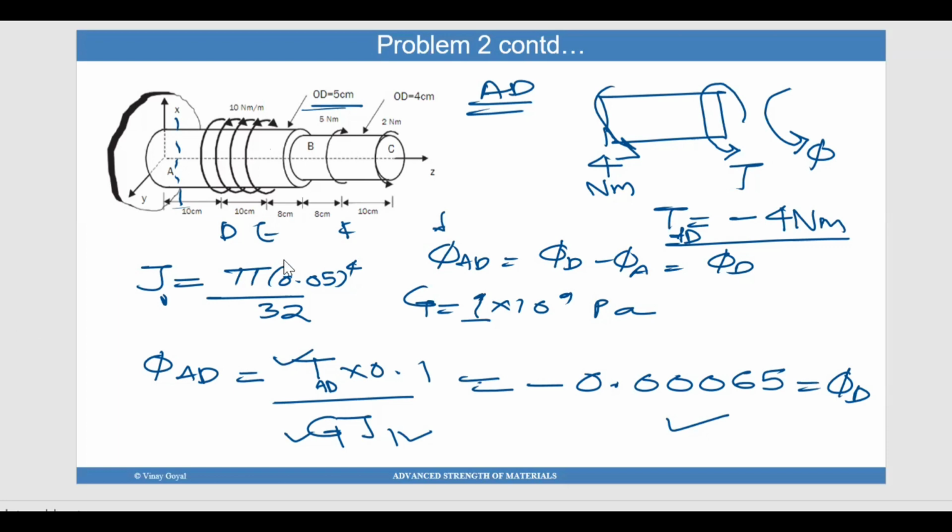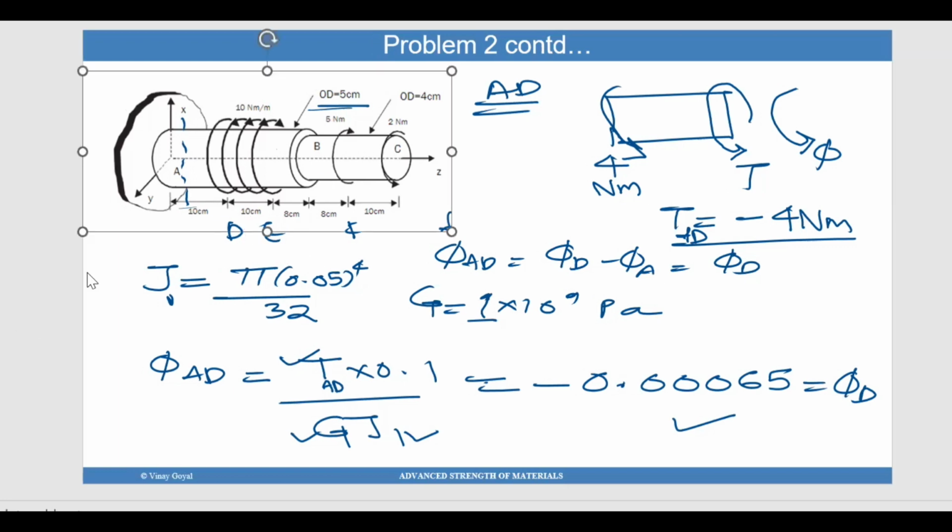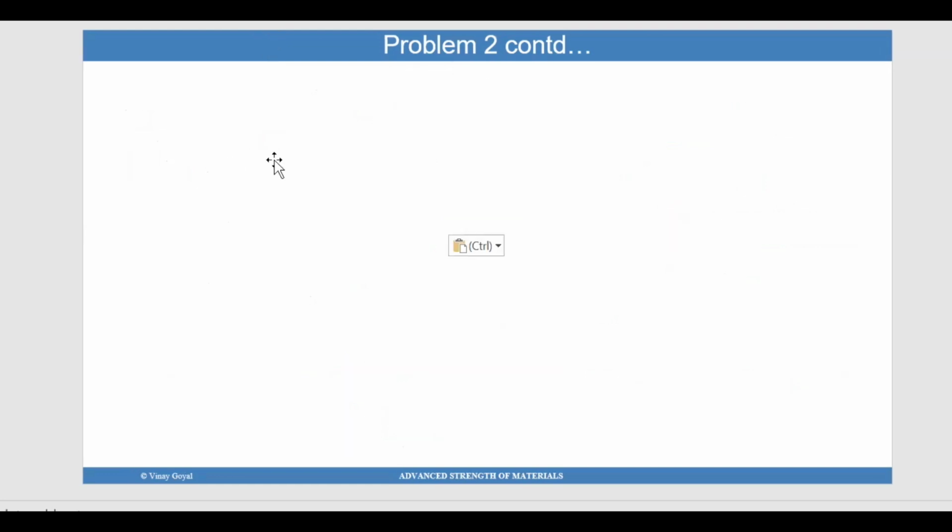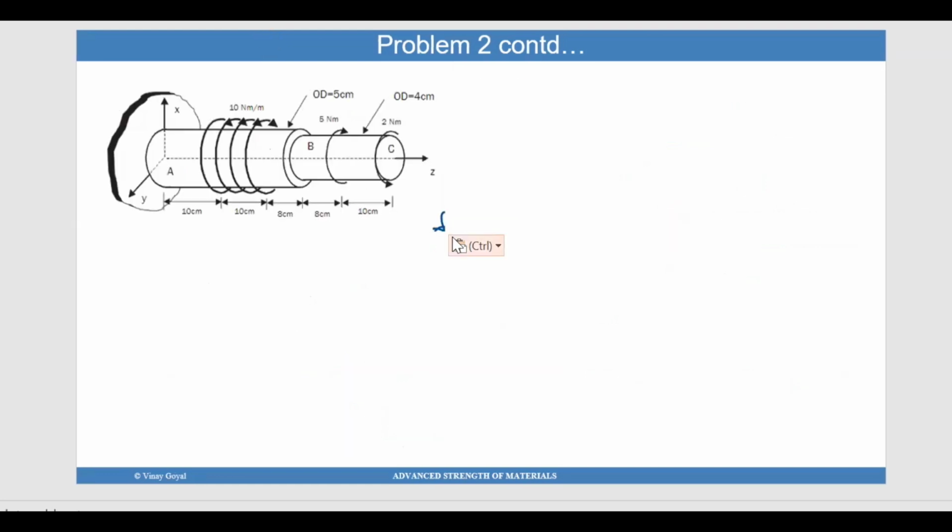Okay. Let's move on. So moving on to the next part. The next part is a little complicated, right? In the entire section DE, unlike AD, where the torque was the same in the entire section, in DE the torque changes everywhere, right?